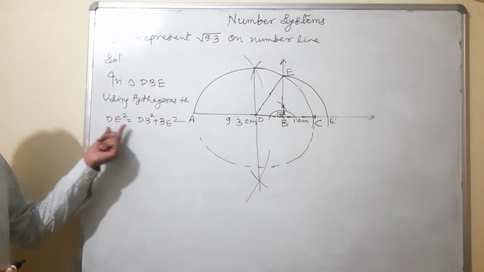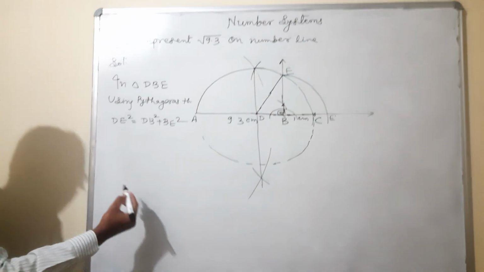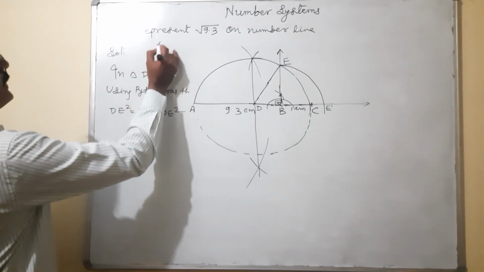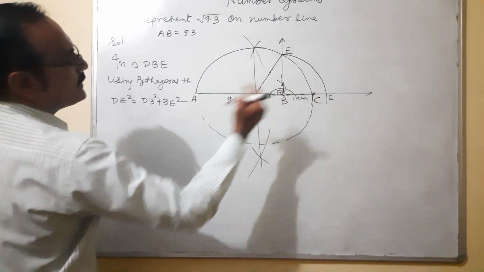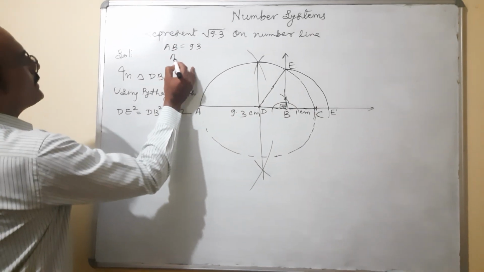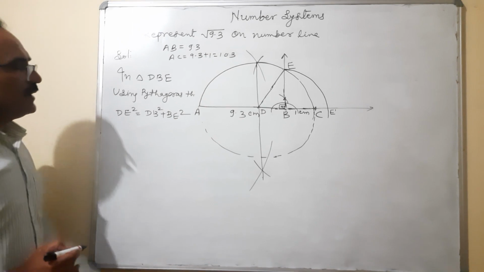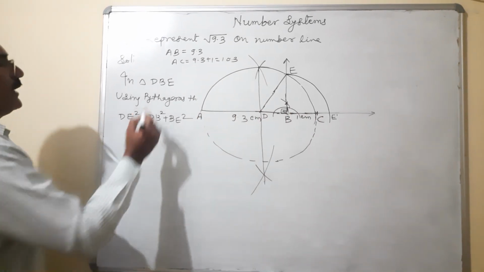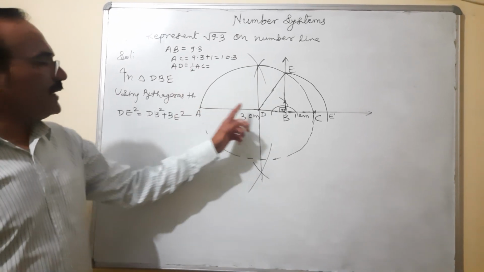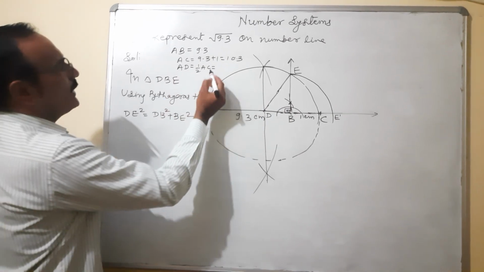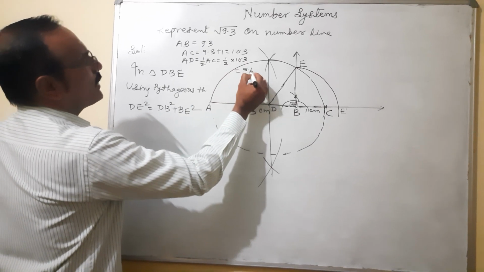Now find out the value of DE and DB. So now see, AB is equal to 9.3. BC is equal to 1. That means AC is equal to 9.3 plus 1, which is 10.3. And if AC is 10.3, AD is half of AC. Therefore, the value of AD is equal to 1 upon 2 into 10.3. It comes to 5.15.